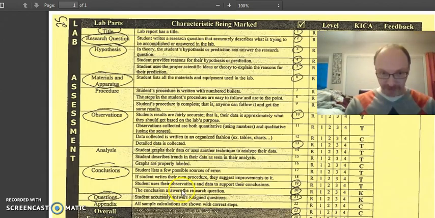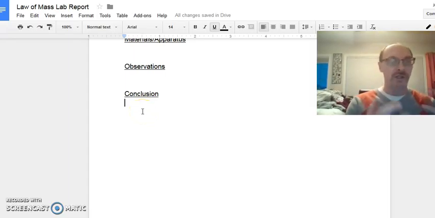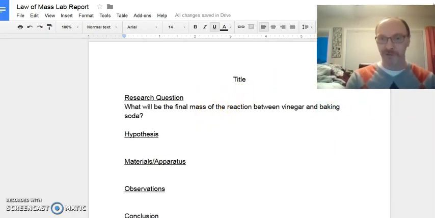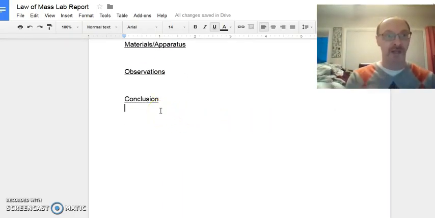And then it says, student uses their observations and data to support their conclusions. So anything that you can use from your observations to beef up your answer to the question, that's what you want to write in your conclusion. But essentially what you're doing is answering this research question: what will be the final mass of the reaction between vinegar and baking soda? And then maybe we're talking about the law of conservation of mass and how your data confirms your hypothesis. What did you predict? Did the actual mass observations that you got confirm what you predicted was going to happen? That's something you can discuss in the conclusion as well.